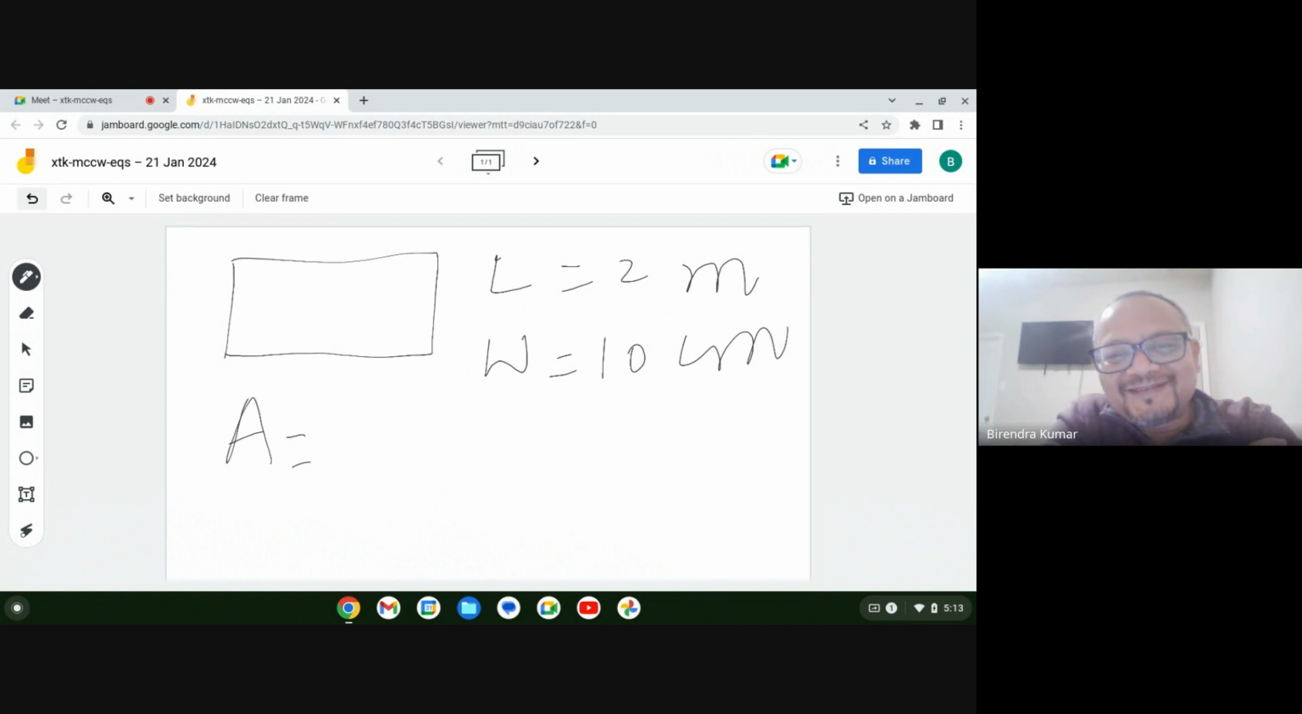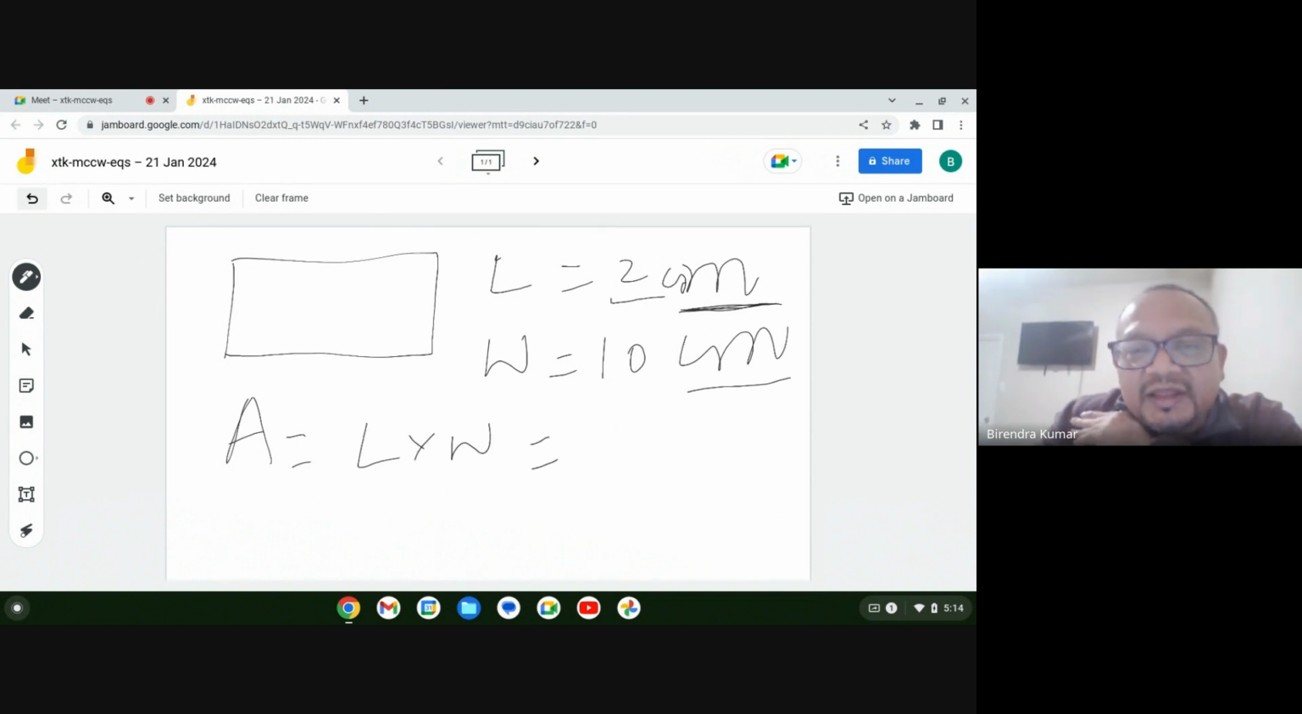No, I was trying to trap you guys. So, see, when I said, look at the unit always. This is in meter, this is in centimeter. If this was centimeter, then everything was fine. Area equals length into width. I will put length as 2 centimeter and width as 10 centimeters. This becomes 2 into 10, 20 centimeter square.